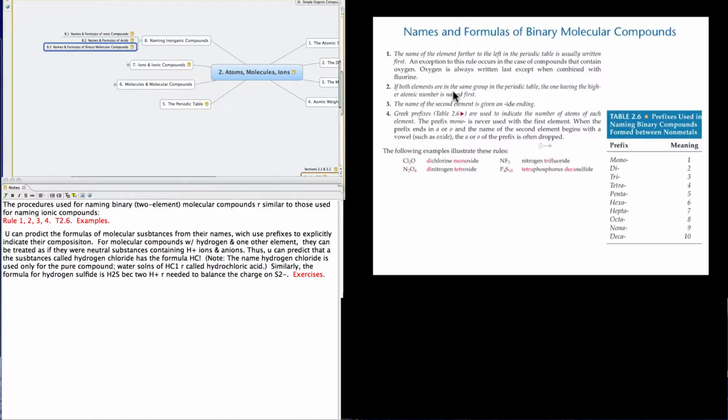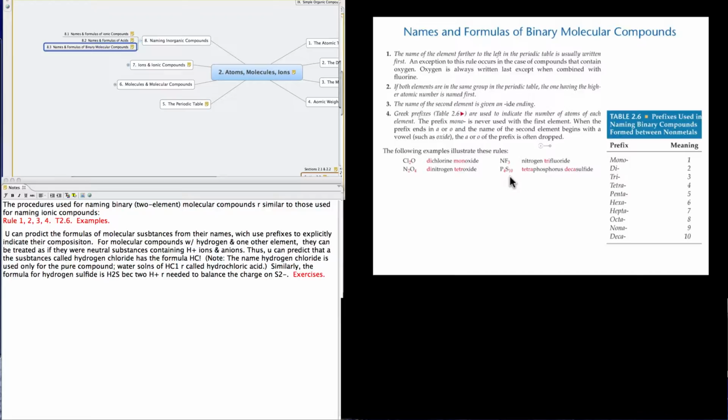If both elements are in the same group in the periodic table, then the one having the higher atomic number is named first. The name of the second element is given an "ide" ending. Greek prefixes, as you see in this table, are used to indicate the number of atoms of each element. The prefix mono is never used with the first element.